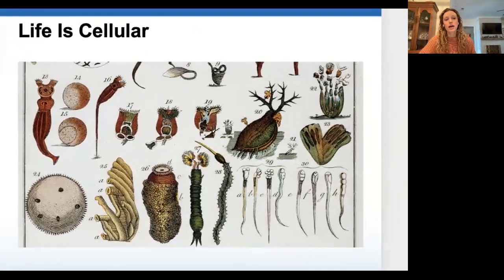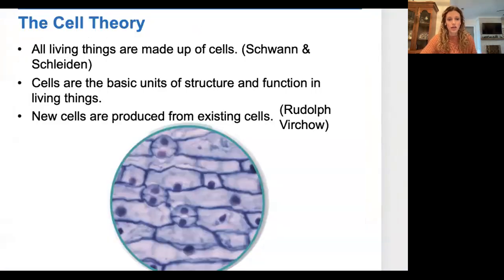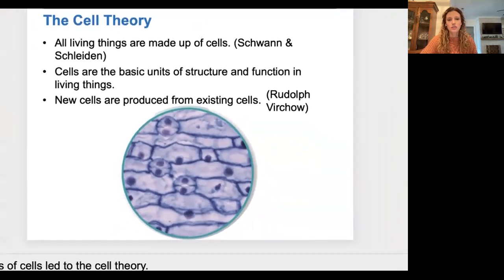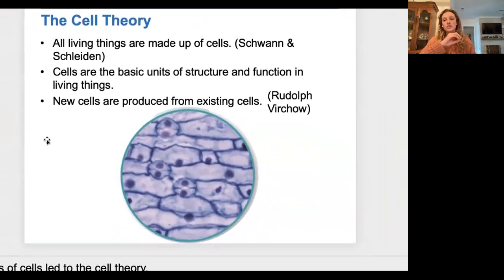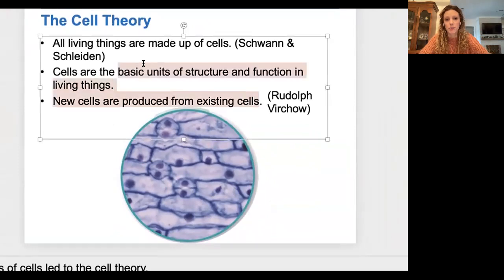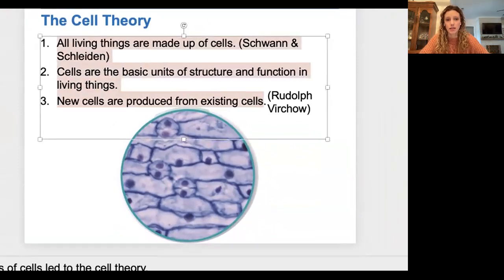Okay, so life is cellular. You don't have to write that as your title slide. As my title slide, I would just say types of cells. Okay, so next one. Let me get my screen set up. Okay, so the cell theory. So the cell theory has 3 parts. Okay, so instead of these being bullet points, let's go ahead and make them numbers.